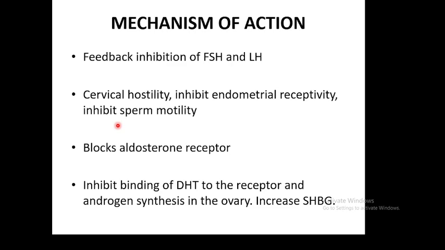The mechanism of action, everyone knows. It inhibits FSH and LH in the hypothalamic-pituitary-ovarian or gonadal axis, and it has local effects on the end organ, which is the uterus, endometrium, and cervix. That's how it becomes a contraceptive agent: cervical hostility, inhibition of endometrial receptivity, which prevents implantation, and inhibition of sperm motility.